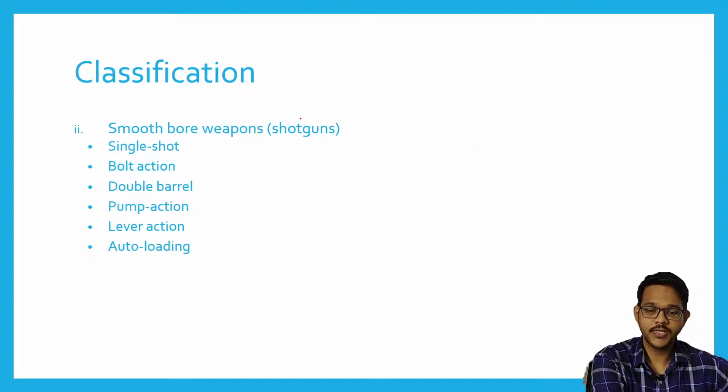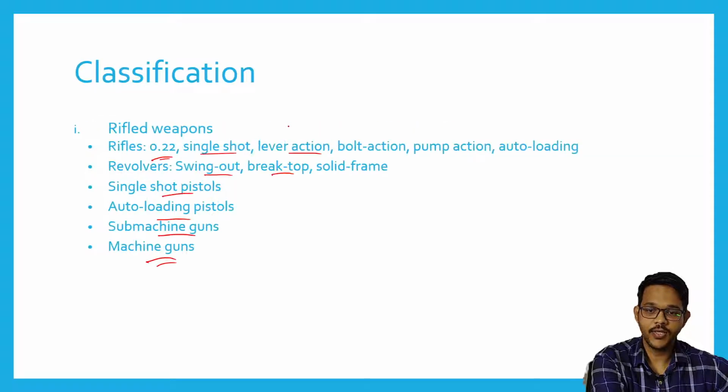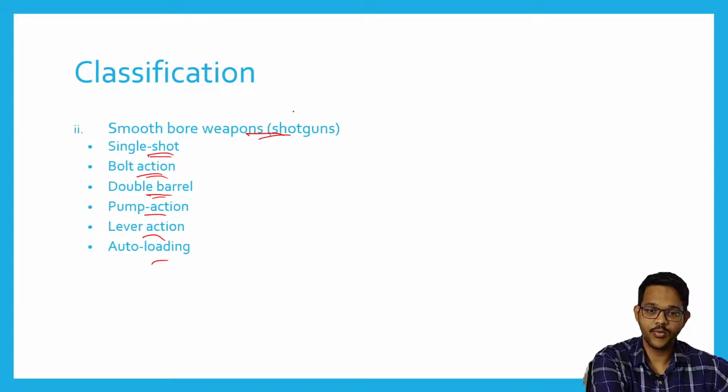Smoothbore weapons mainly consist of the shotguns. Again, there are different shotguns like single shot, bolt action shotguns, double barrel shotguns, pump action, lever action, auto loading. Different forms of shotguns are present. So these are the only two types we are concerned with, rifled weapons and smoothbore, which are used, and forensic ballistics will deal with this.